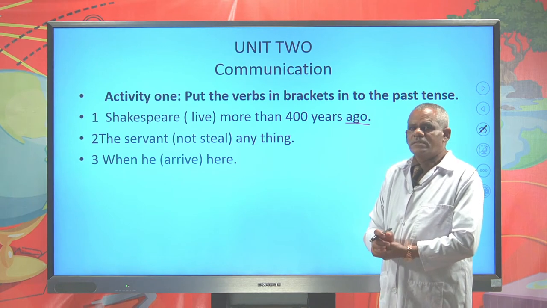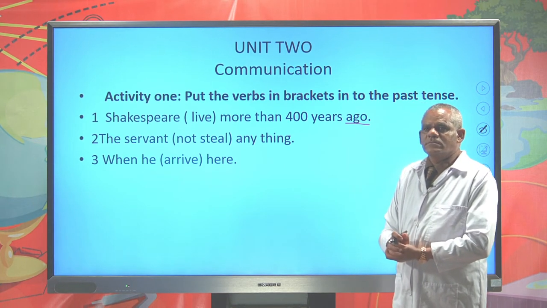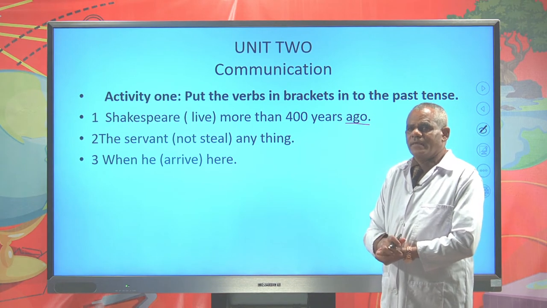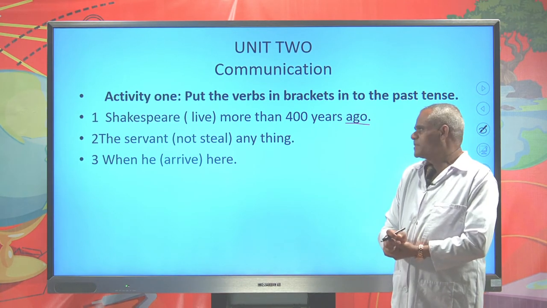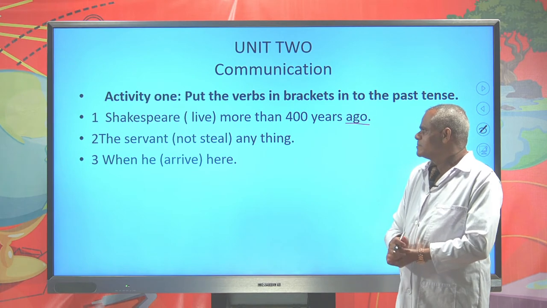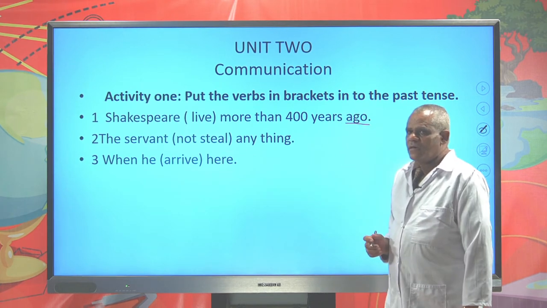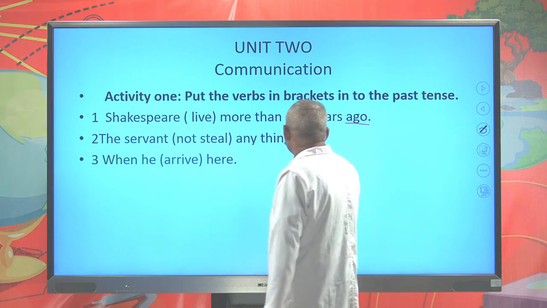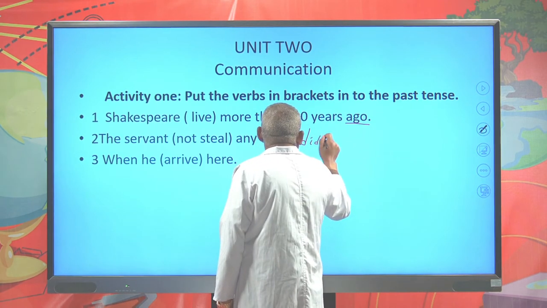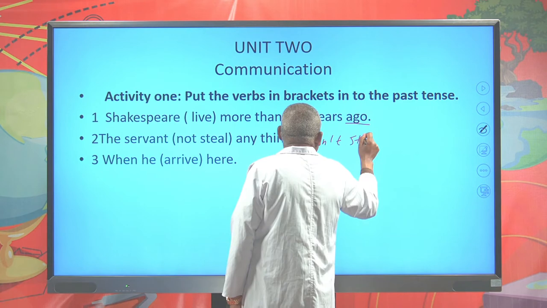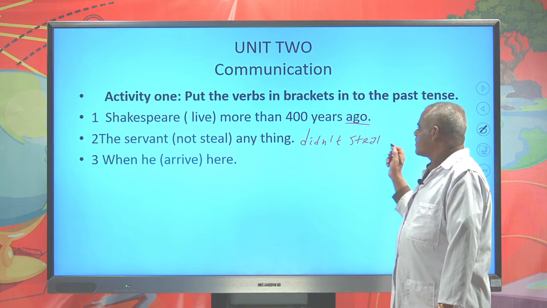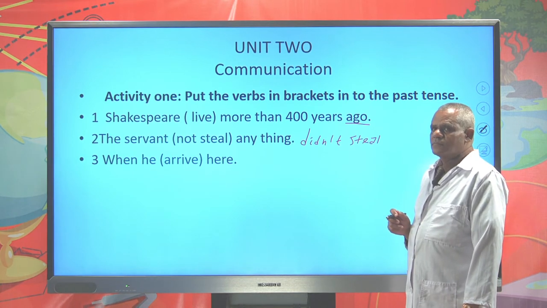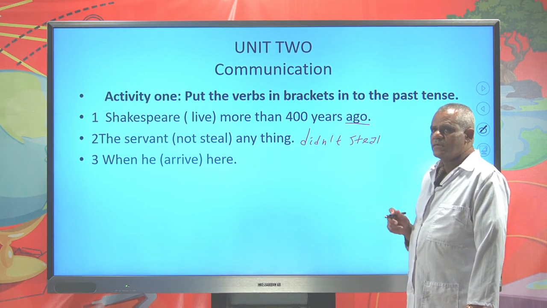Similarly, the servant, not steal, anything. The same is true. This is a good example of what? Simple past tense. And then what will it be? "Not steal" is given in the bracket, and you simply put, the servant didn't what? Steal. Good. Didn't steal anything is possible. You have to change the verb in the bracket into the right form.